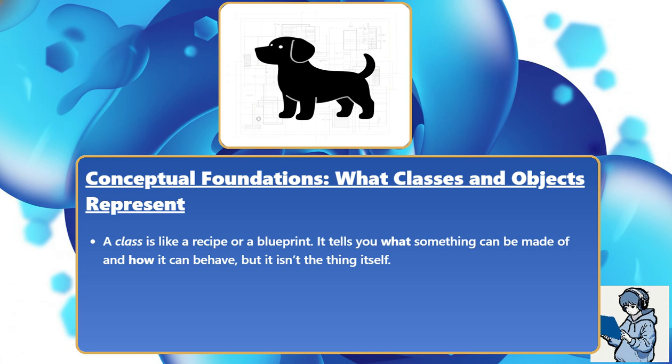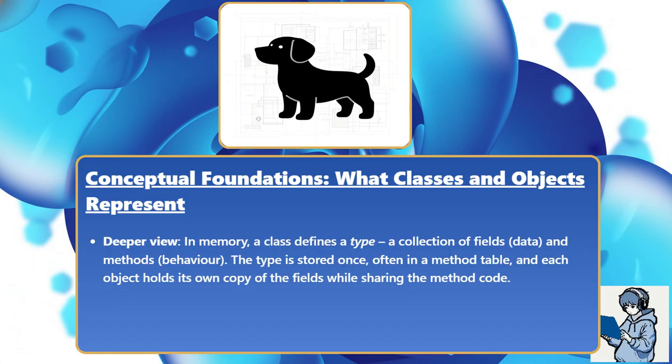A class is like a recipe or a blueprint. It tells you what something can be made of and how it can behave, but it is not the thing itself. An object is the actual thing you get when you follow the recipe. Deeper view: in memory, a class defines a type, a collection of fields, that is data, and methods, that is behavior. The type is stored once, often in a method table, and each object holds its own copy of the fields while sharing the method code.